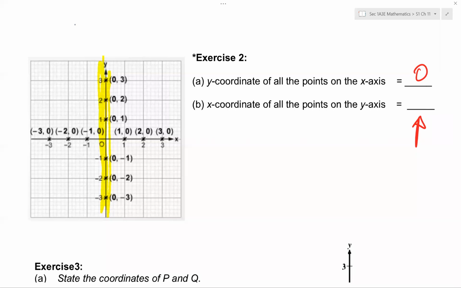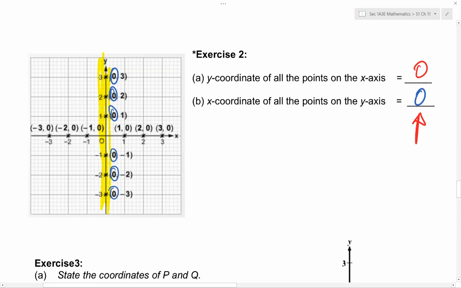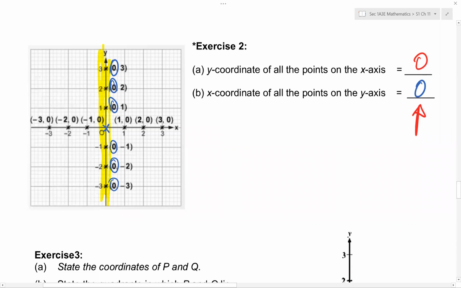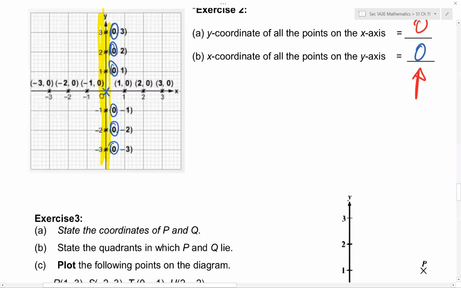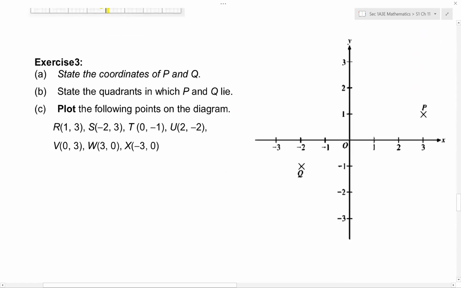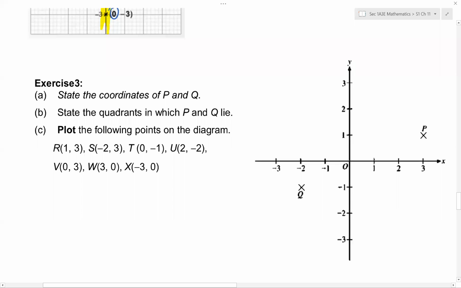Ruben, what is your answer for the x coordinates of all the points on the y-axis? 0. Excellent. Look at all the zeros over here. Actually, including your origin, they didn't draw it, but it's 0, 0, isn't it? No contradiction, it is still 0. Okay, so now we need you to state the coordinates of P and Q.